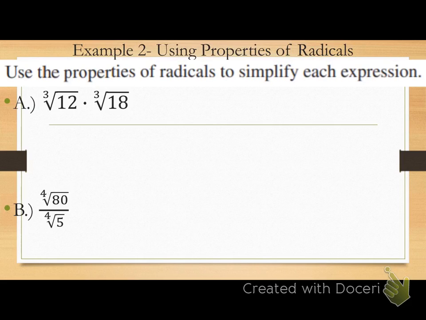Use the properties of radicals to simplify each expression. So, letter A, this is my product property of radicals. What does the product property of radicals tell me I can do on letter A? Split it. Well, they're already split. You can put those together. I can put them together under one radical. Do I add them, multiply them, divide them? Multiply. Multiply them if I'm multiplying. So this becomes the cube root of 12 times 18. What is 12 times 18?